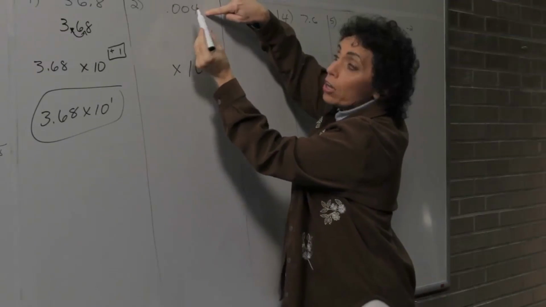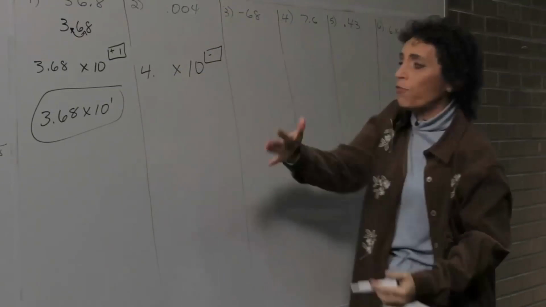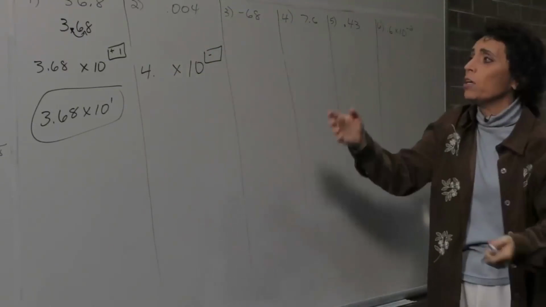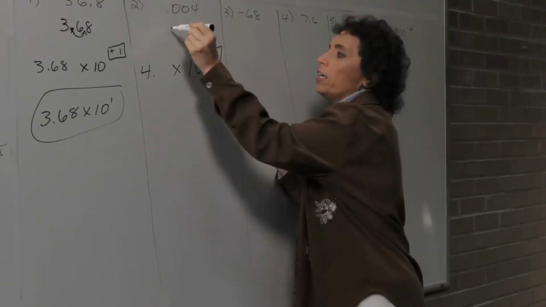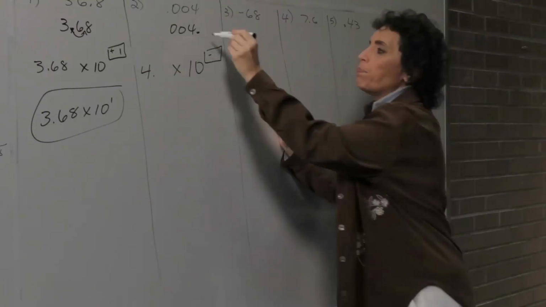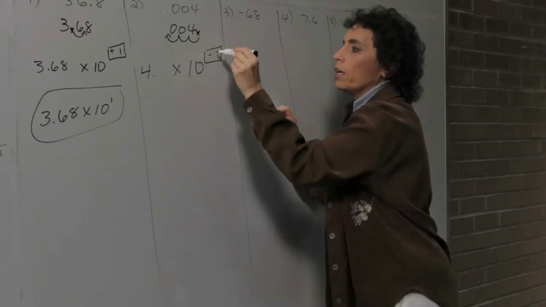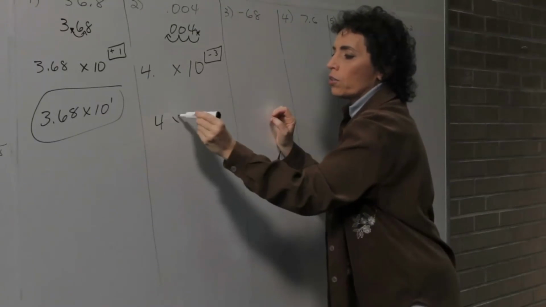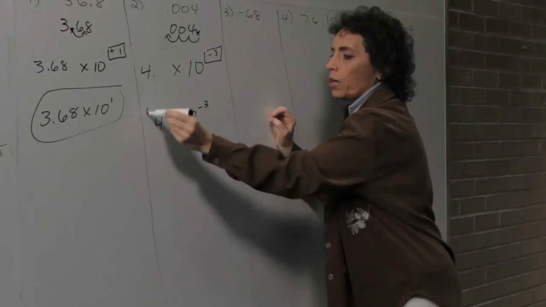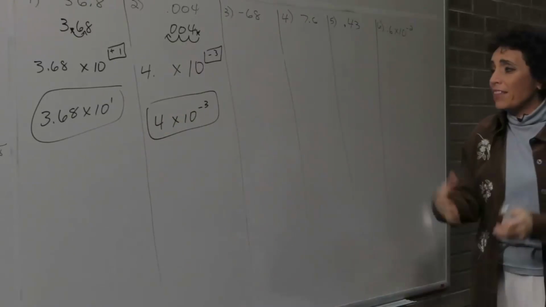So 0 is a 0, 0 is a 0. Here's 4. 4 is not a 0, so that's where I want it. If I want to write 4.0, I can. I don't have to. Okay, but I want it right here. How do I get it back to the original? 1, 2, 3. So it's 4 times 10 to the negative 3. Done. Okay? How about negative 68?